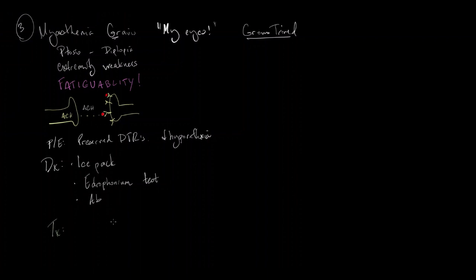Treatment makes a lot of sense. You use acetylcholinesterase inhibitors, namely pyridostigmine or neostigmine. These are acetylcholinesterase inhibitors, so that keeps more acetylcholine in this junction. You can prescribe chronic immunosuppression, which again seems to be beyond the scope of this exam.